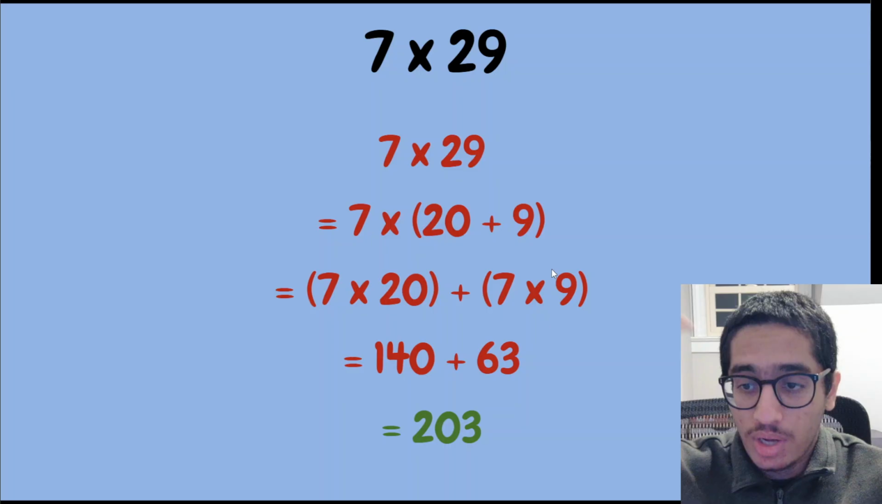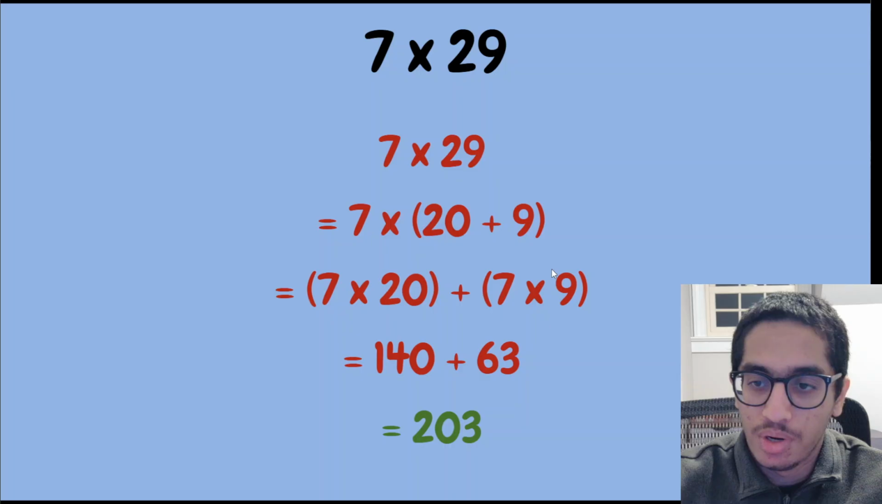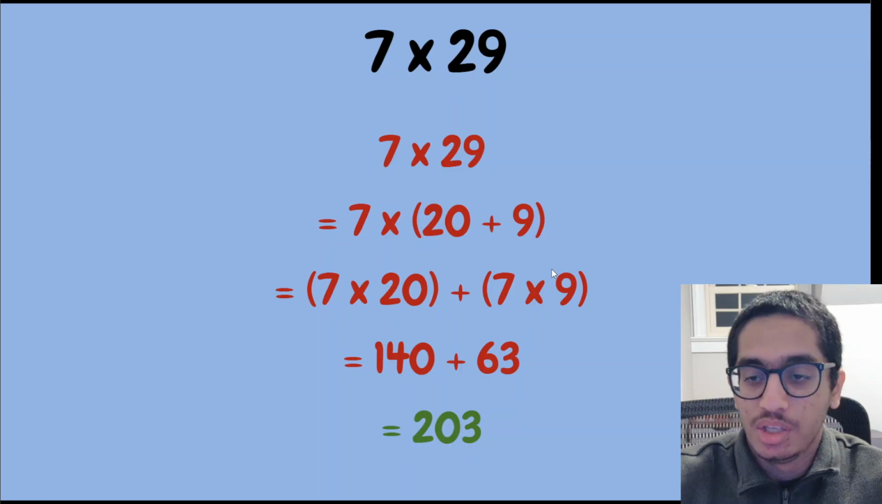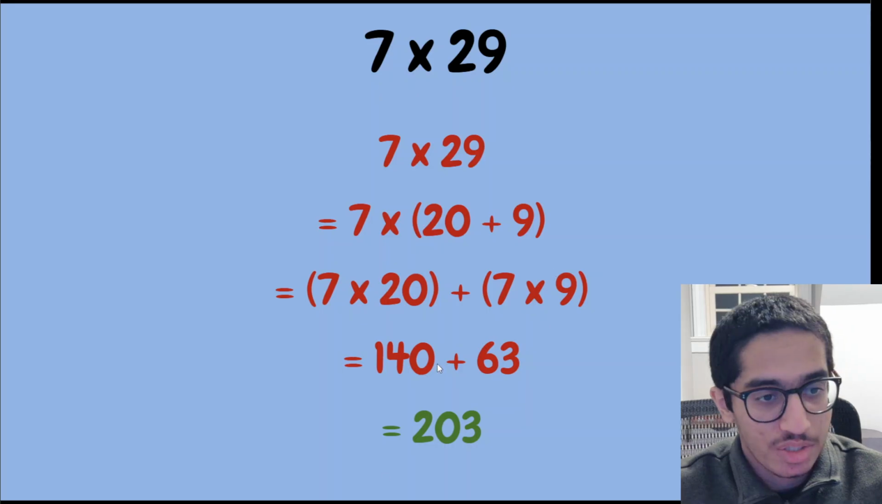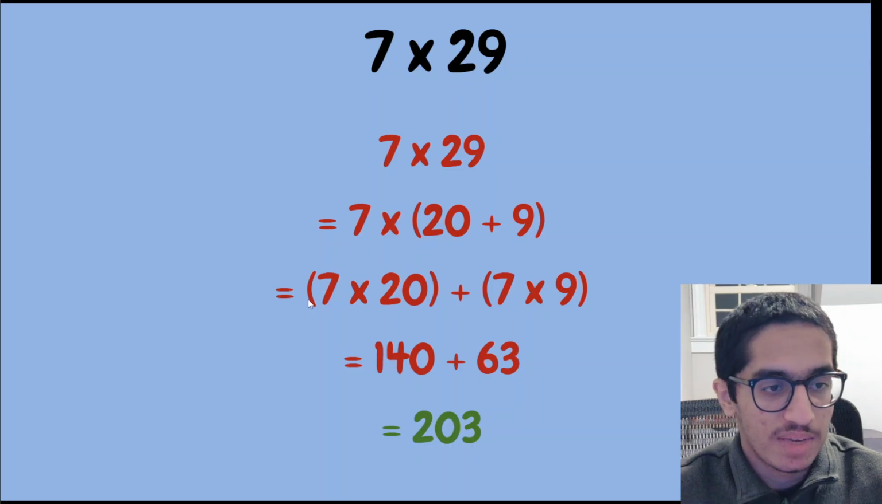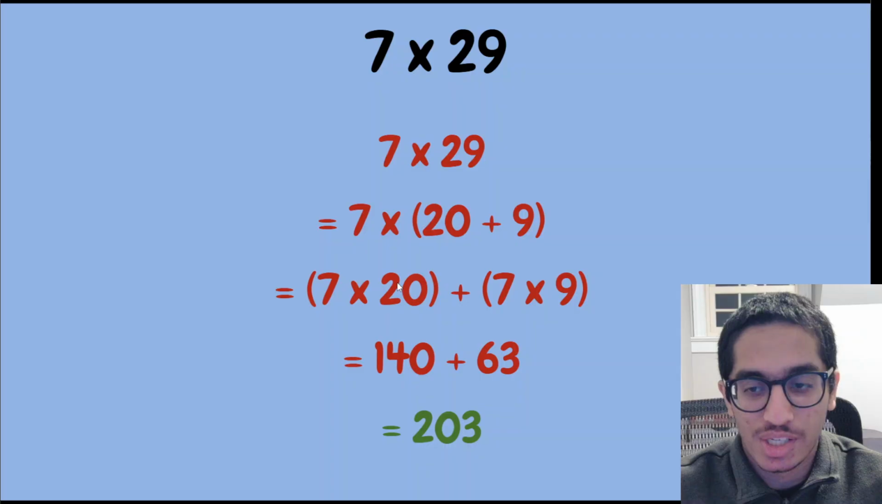So in your head, you can calculate 7 times 20 first, which is 140, and then you're going to do 7 times 9, which is 63. 140 plus 63 equals 203. So these operations, like 7 times 20, for example, we should know at this point. 7 times 20 is just 7 times 2 times 10. We can actually break it up even more.